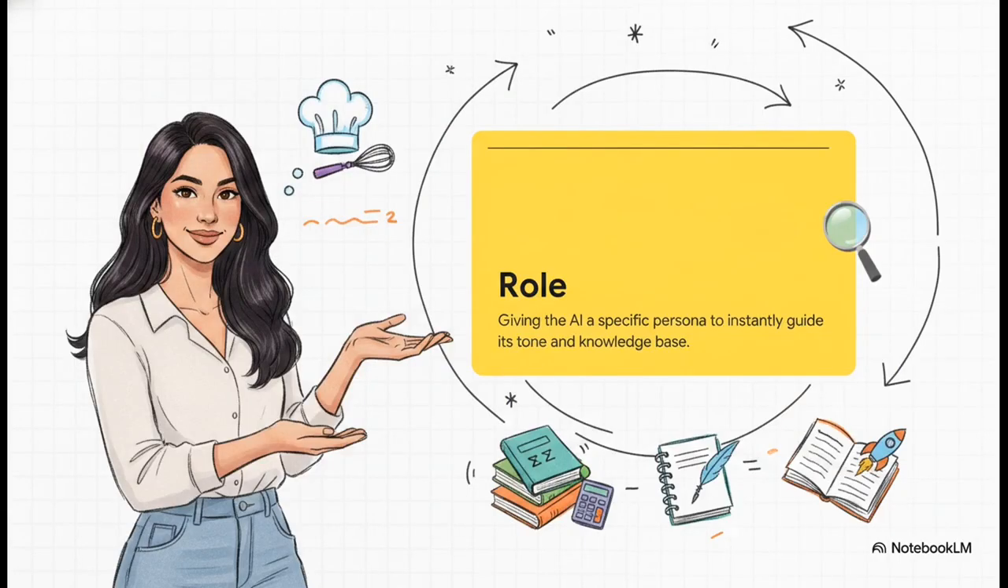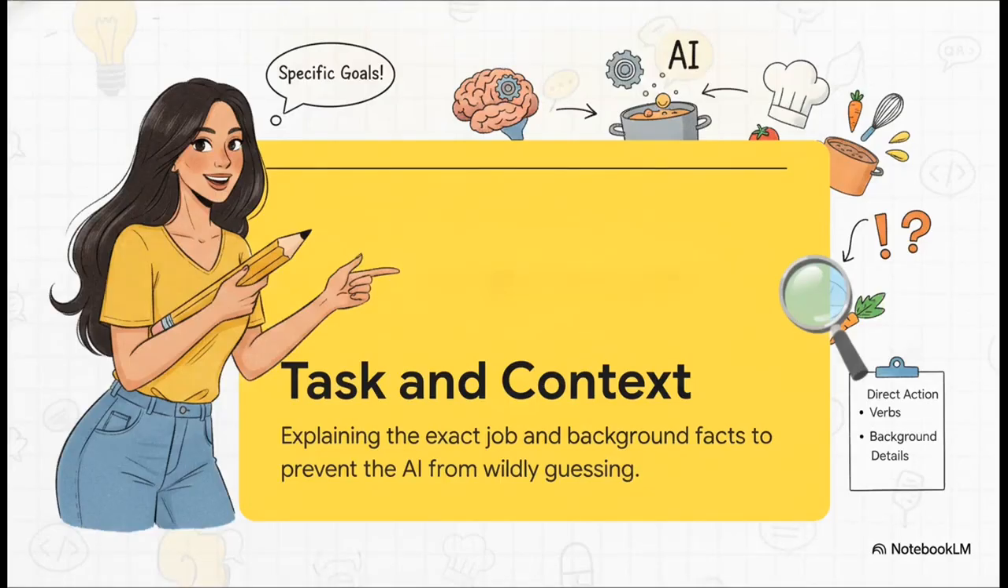Block number 1 is role. When you start a conversation, the very first thing you want to do is assign a specific persona. By telling the AI to act like, say, a professional chef, or a math tutor, or a creative writer, you are instantly guiding its tone and its entire knowledge base to the exact area you need. It narrows down the vocabulary and sets the standard of quality right out of the gate, saving you a massive amount of time. Next up, we combine the task and context blocks. So once you've set the role, your next step is to explain the situation and the exact job you need done.